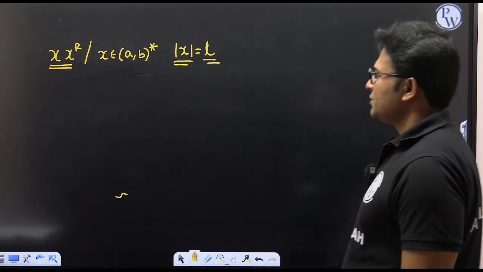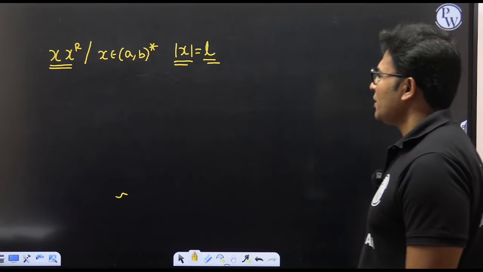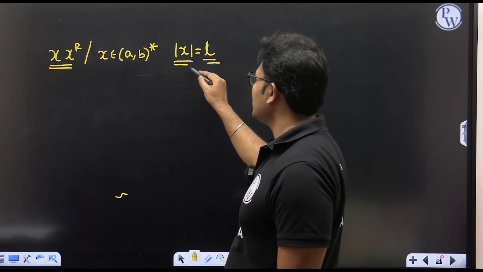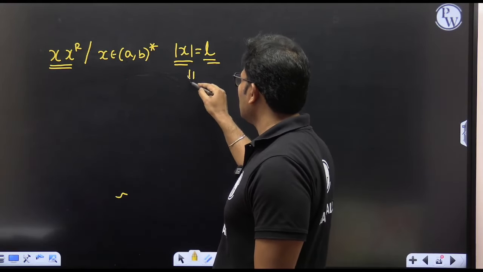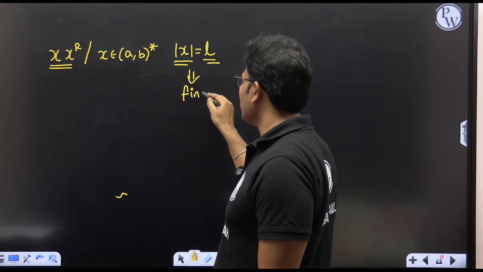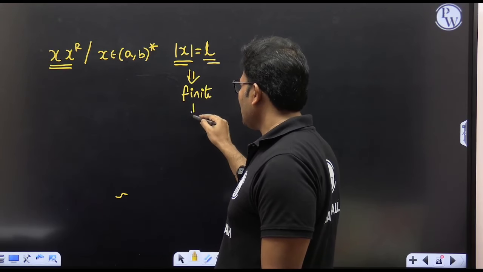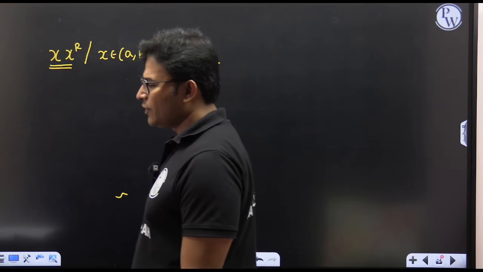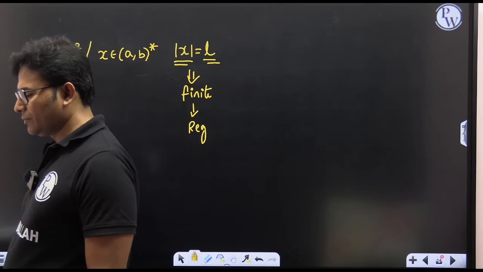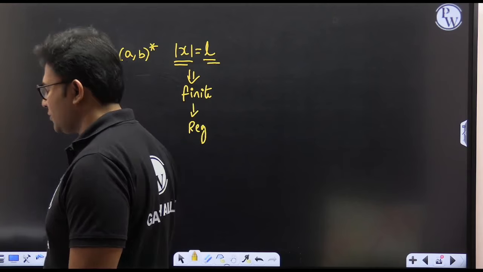X X power R such that X belongs to {A, B} star and mod X equal to L. So here you can easily say that this is a finite language and every finite language is regular.